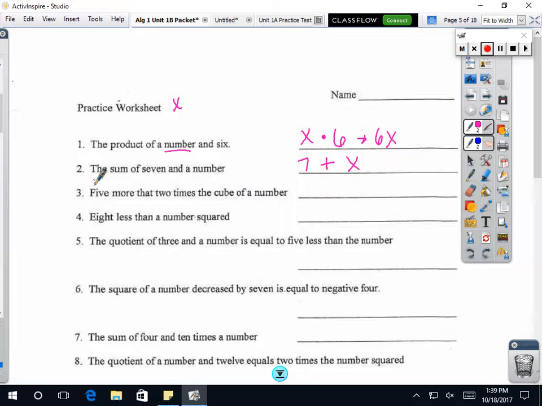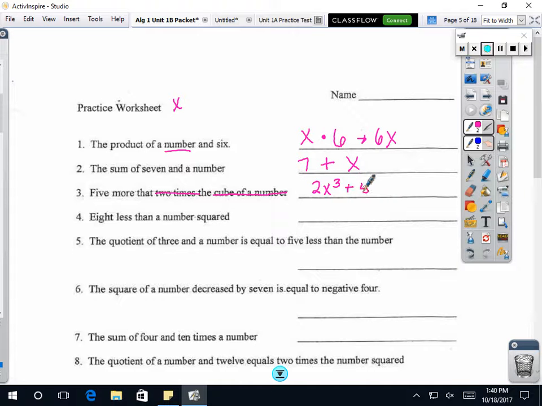Okay. Number 3, really pay attention here. Okay? 5 more, this should say, than 2 times the cube of a number. Let's break it down. How do you write the cube of a number? X to the 3rd power, right? That's how you write the cube of a number. How do you do 2 times the cube of a number? Put a 2 in the front. How do you write 5 more than 2 times the number? Is it 5 plus or plus 5?